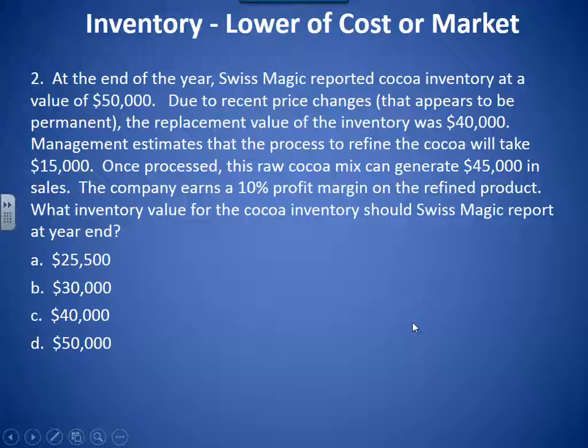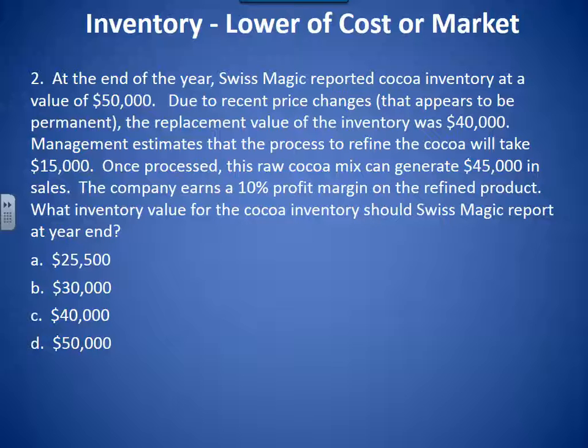Okay, let's take a look at number two. In this case, we have a company that has cocoa inventory. It has a cost value on its books of $50,000. And due to recent price changes, which appear to be permanent, they could buy the cocoa now, replace that cocoa in their inventory at $40,000.